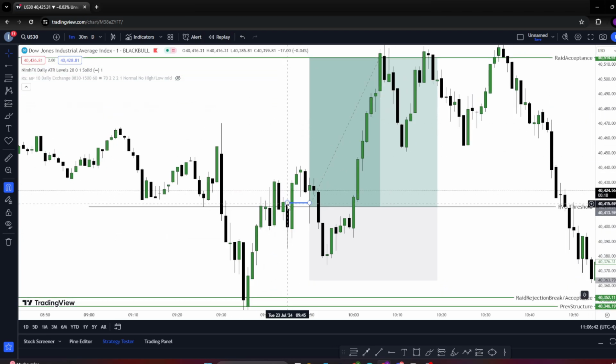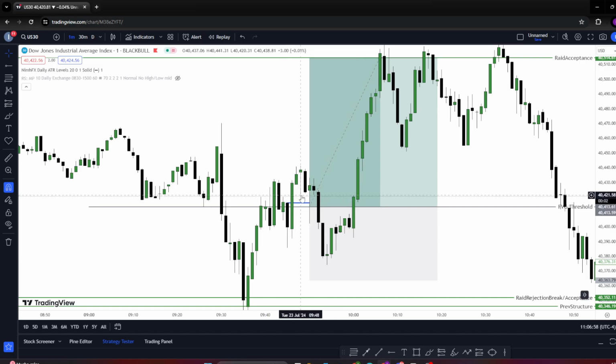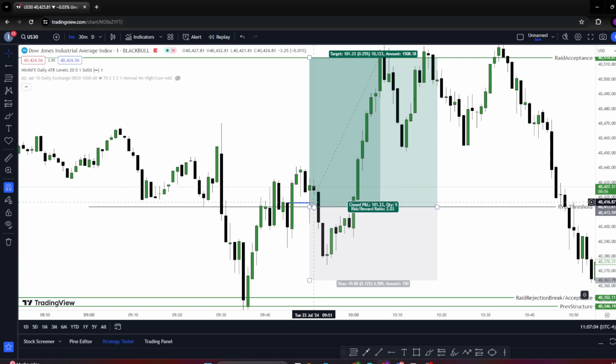Okay, so we closed above it multiple times, and I just simply entered here at the naked wick. It is a rounded retest. We pull back to the naked wick with space, which is absolutely crucial. And if it had already been tested, then I wouldn't have picked this area to go long from. Okay, so I entered my trade here.